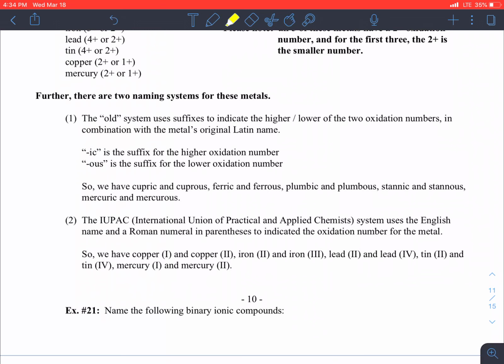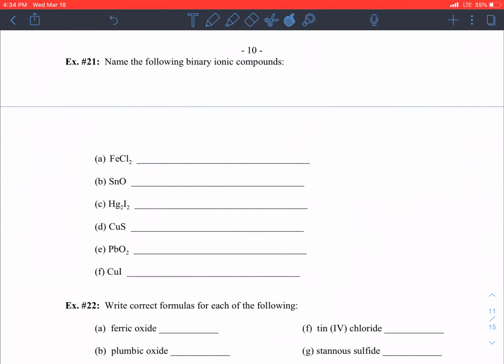There are two naming systems: the old system, which uses the higher or lower of the two, the -ic and the -ous, and the Roman numeral system, which is called the International Union of Pure and Applied Chemistry version. I like the Roman numeral version better, where the Roman numeral is the charge itself. Remember, mercury 1 and mercury 2 do have a little bit of a weirder formula. So for compounds that are dealing with those types of metals, you really need to be able to separate the original ions, and you state the name based on the ion.